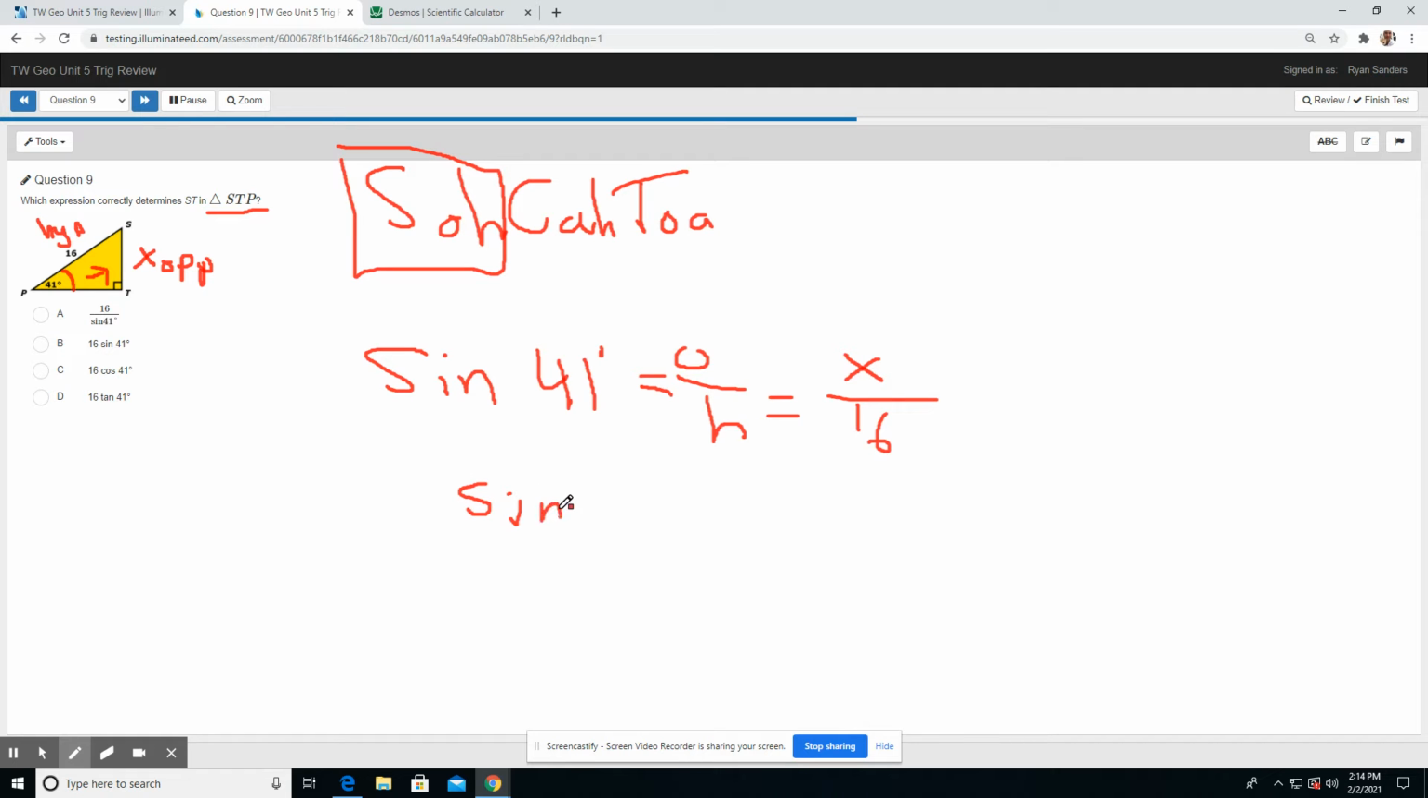So sine of 41 degrees is equal to X over 16, times 16 on both sides. X equals 16 sine of 41 degrees. And there we go. Let's see, 16 sine 41.